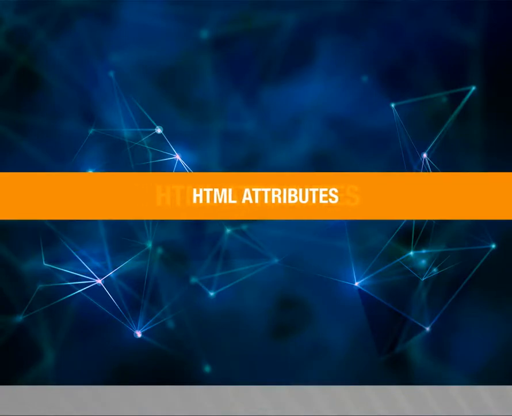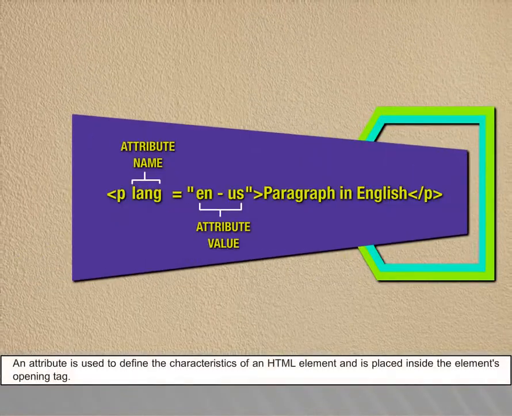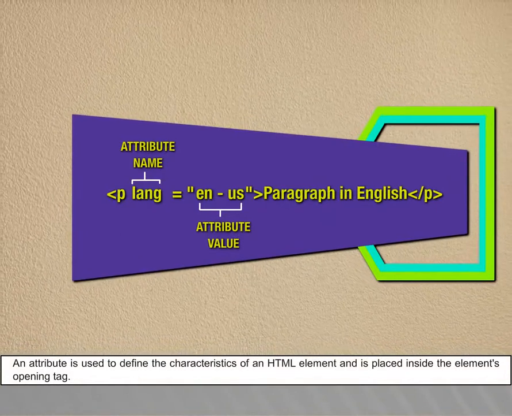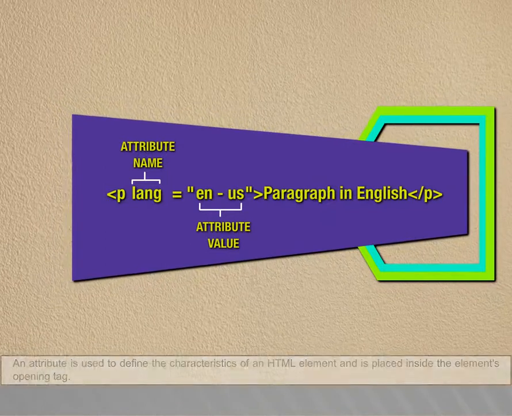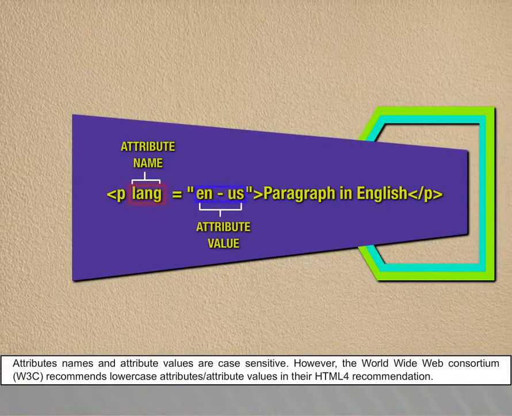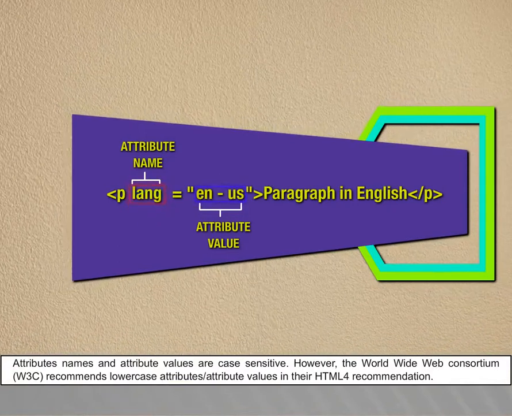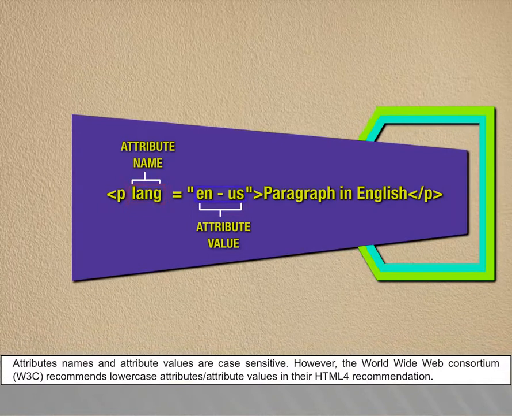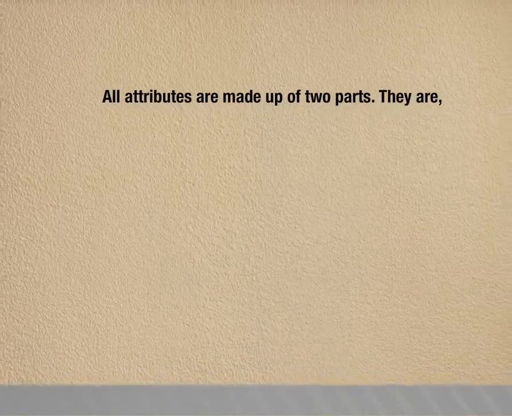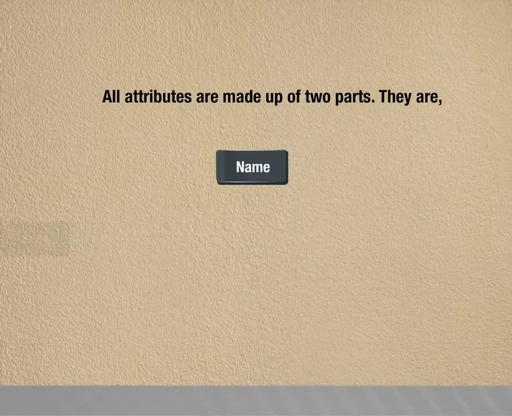HTML attributes. In this video, we are going to see about HTML attributes. An attribute is used to define the characteristics of an HTML element and is placed inside the element's opening tag. Attribute names and attribute values are case sensitive. However, the World Wide Web Consortium W3C recommends lowercase attributes or attribute values in their HTML4 recommendation. All attributes are made up of two parts. They are name, value.